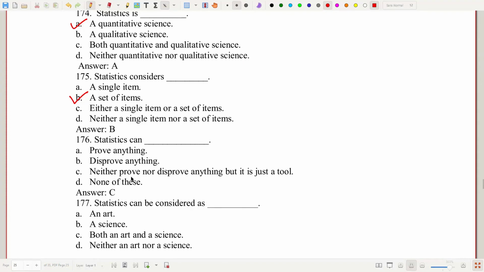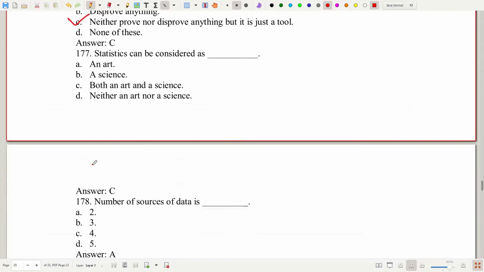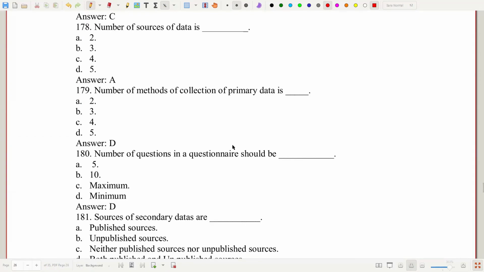Statistics can prove anything, disprove anything, neither prove nor disprove anything, but it is just a tool. So practically the answer is here, statistics can neither prove nor disprove anything, but it is just a tool. Statistics can be considered as an art, a science, both an art and a science, neither an art nor a science. Practically both an art and a science. Number of sources of data is, the answer is 2. Practically, there are two types of sources of data.